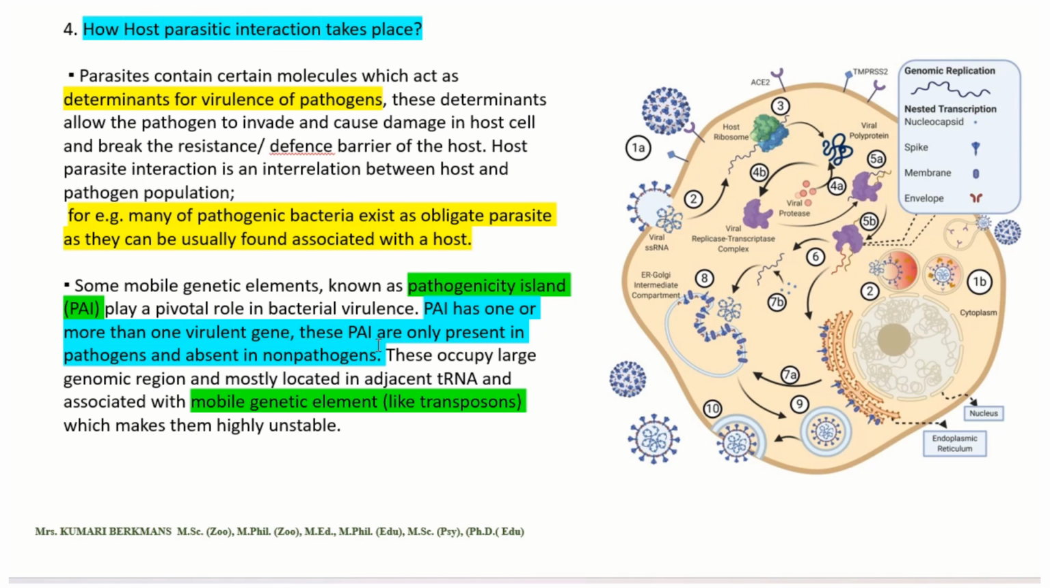These PAI are only present in the pathogen and absent in the non-pathogens. That is, not all the microorganisms are virulent. Some act as pathogens and some are non-pathogens. So this PAI is present only in the pathogens. These occupy a large genomic region and are mostly located adjacent to tRNA.